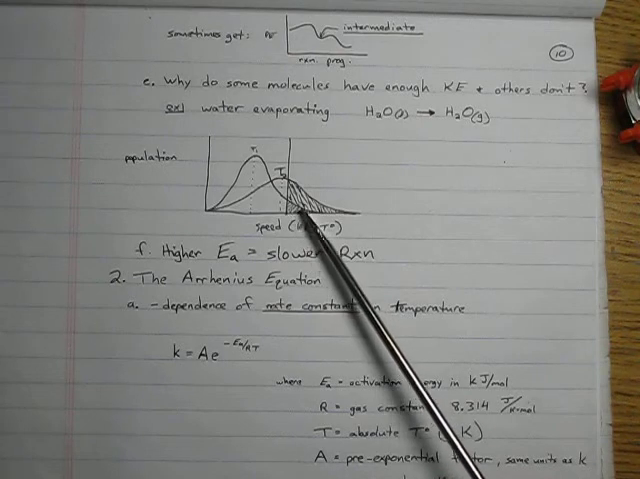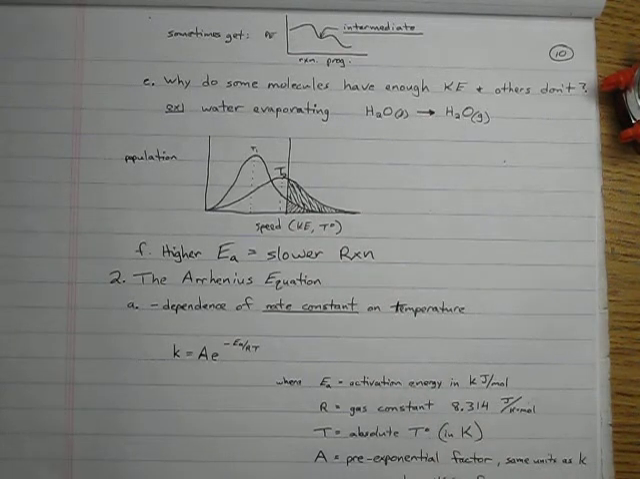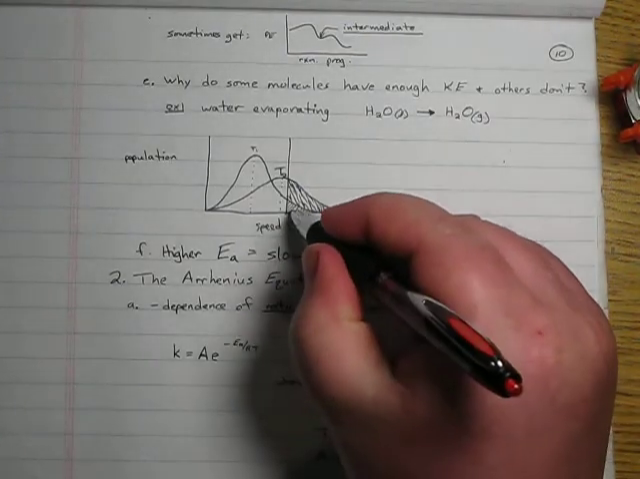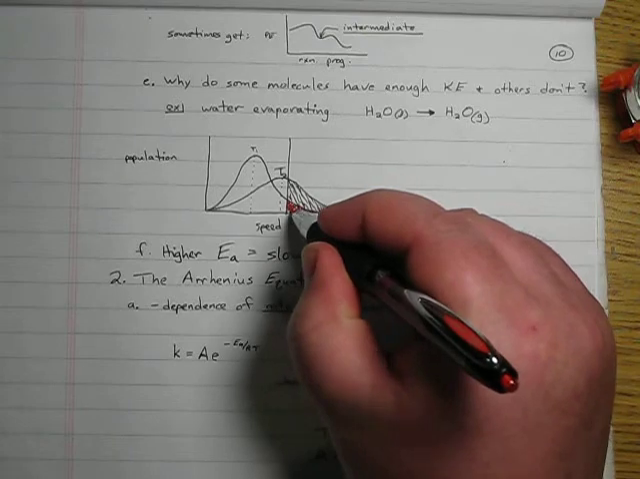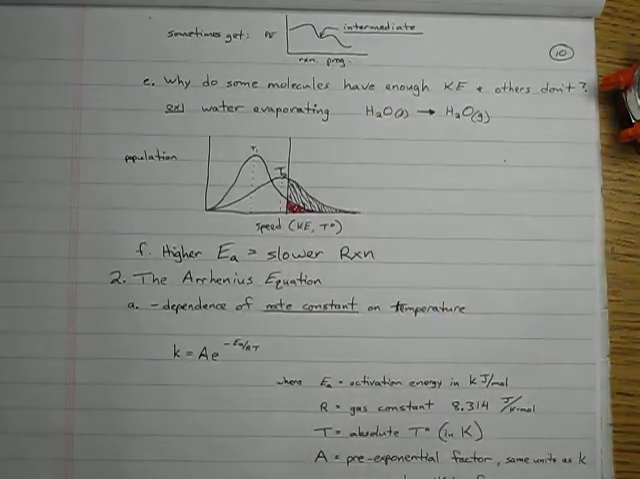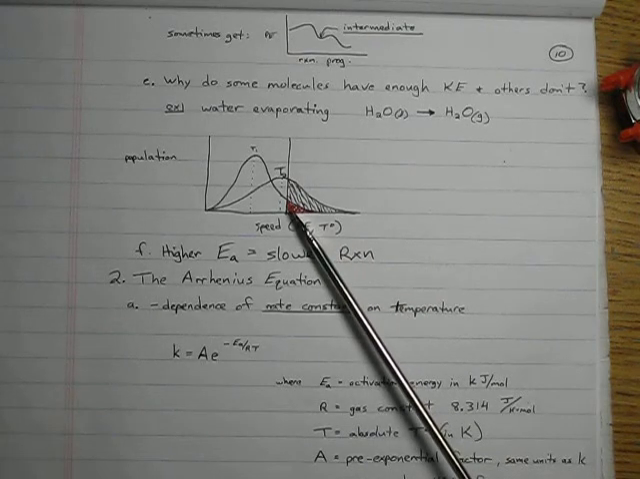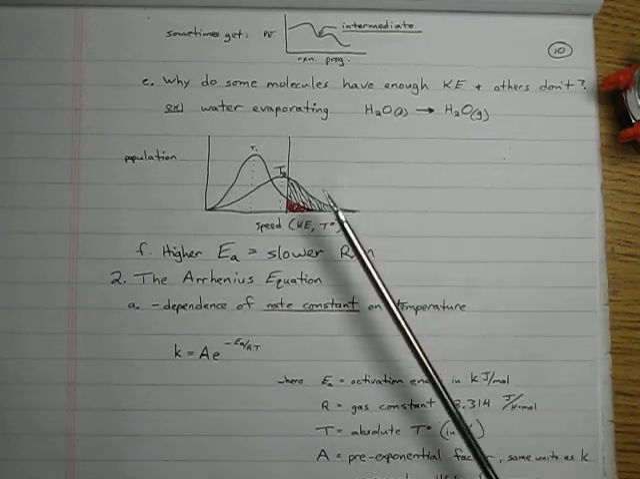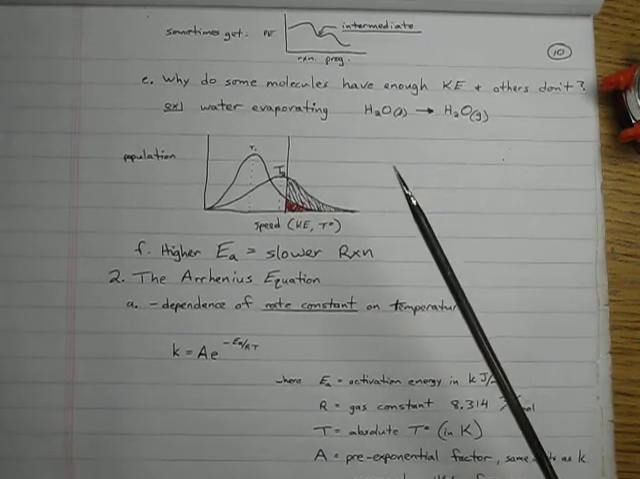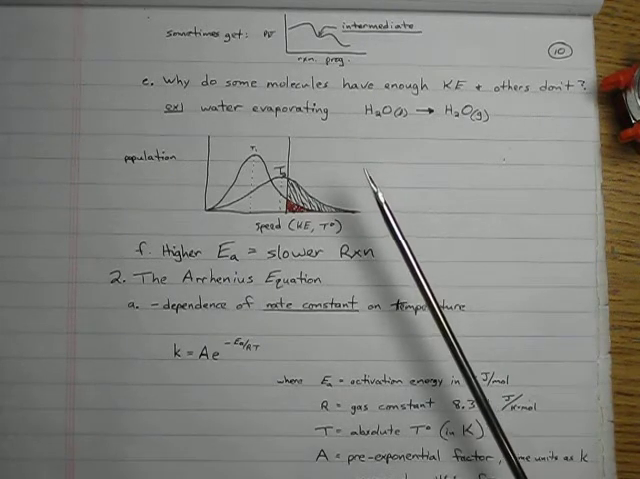However, some of these molecules do. Right down in here, these molecules right here do have enough energy. This small fraction of water molecules do have enough energy to escape into the atmosphere, to break the hydrogen bonds. So they do leave.